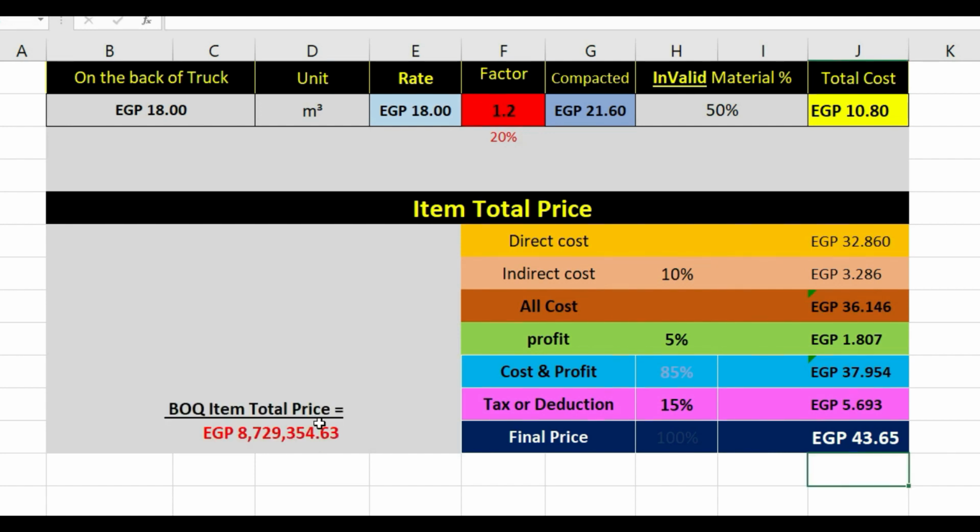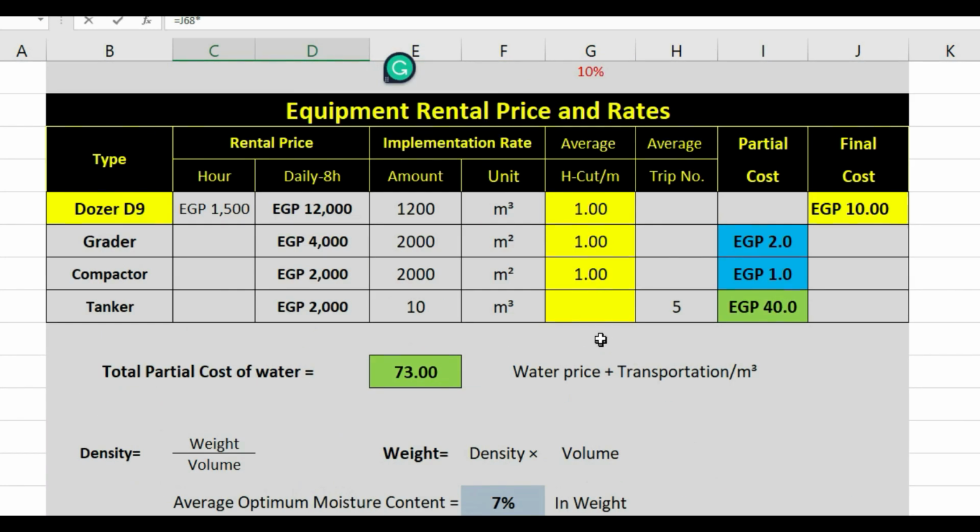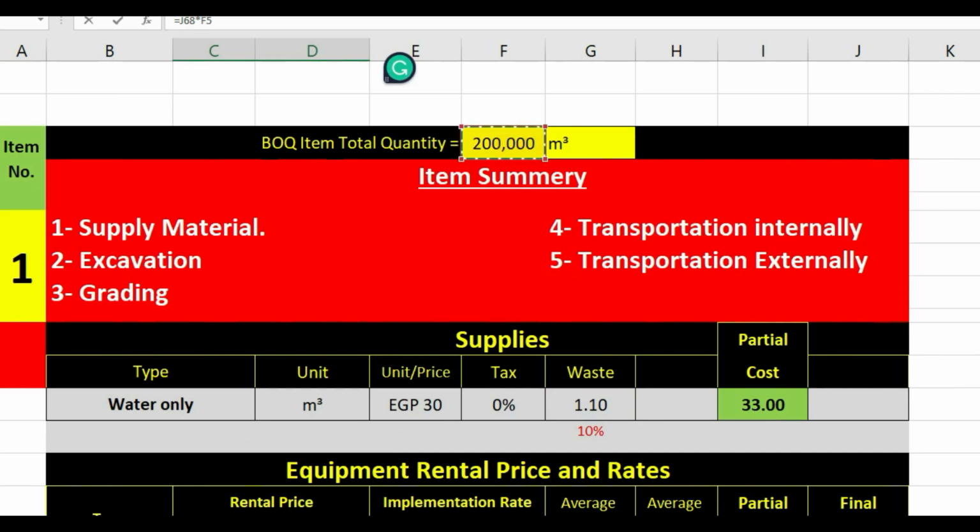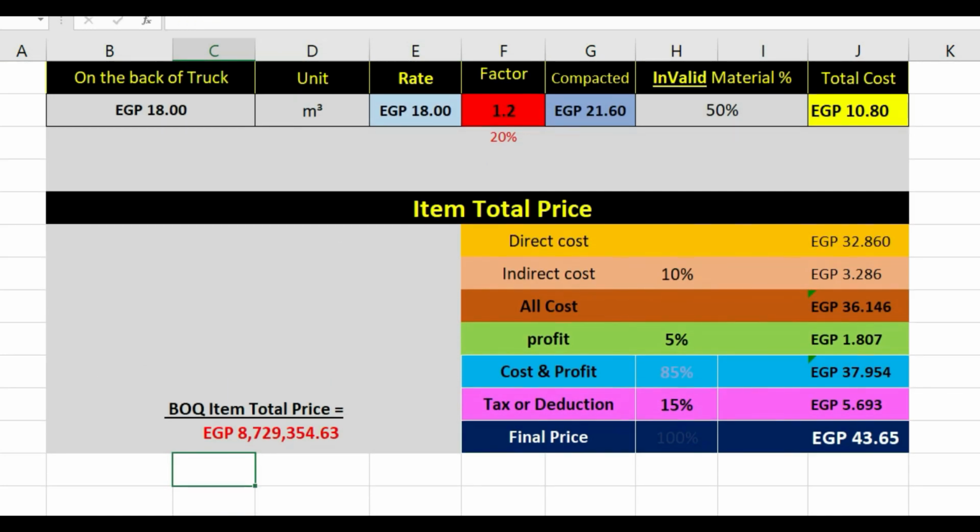If you want to know the BOQ item total price, we will multiply the final price multiply the quantity in BOQ 200,000. Here you have full information about the item, unit price and BOQ item total price.